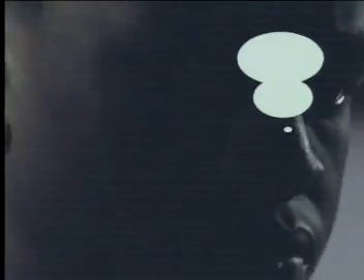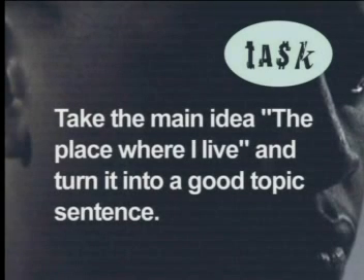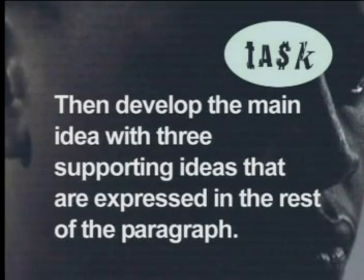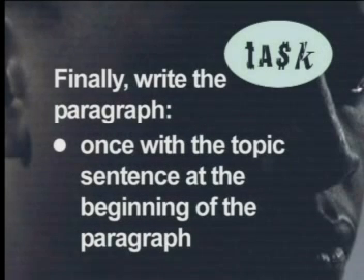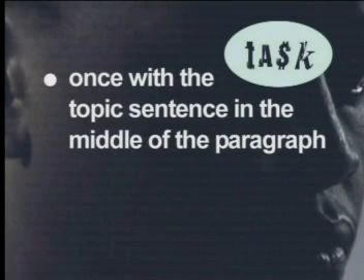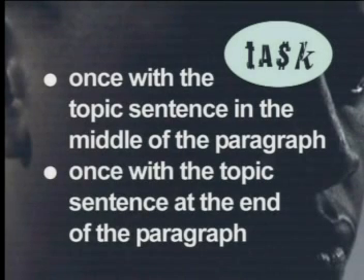Now it is your turn to work on writing a paragraph based on a topic sentence. Here is today's task. Take the main idea, the place where I live, and turn it into a good topic sentence. Then develop the main idea with 3 supporting ideas that are expressed in the rest of the paragraph. Finally, write the paragraph once with the topic sentence at the beginning of the paragraph, once with the topic sentence in the middle of the paragraph, and once with the topic sentence at the end of the paragraph.